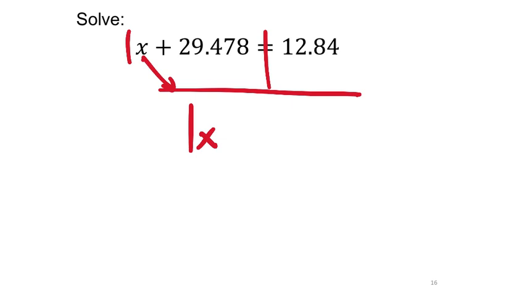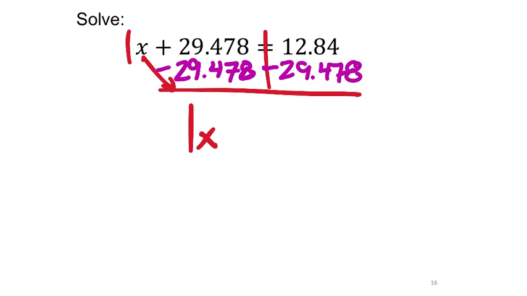So how do I get rid of it? It's positive right now, so just subtract it from itself, 29.478. So subtract over here, 29.478. I didn't line those place values up very well, but that still works.